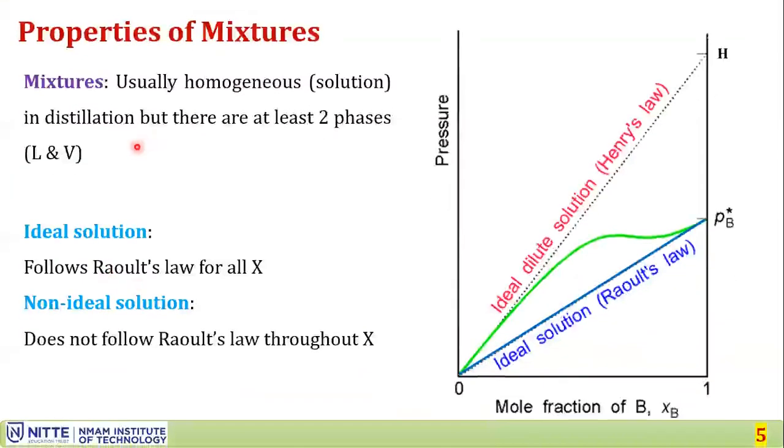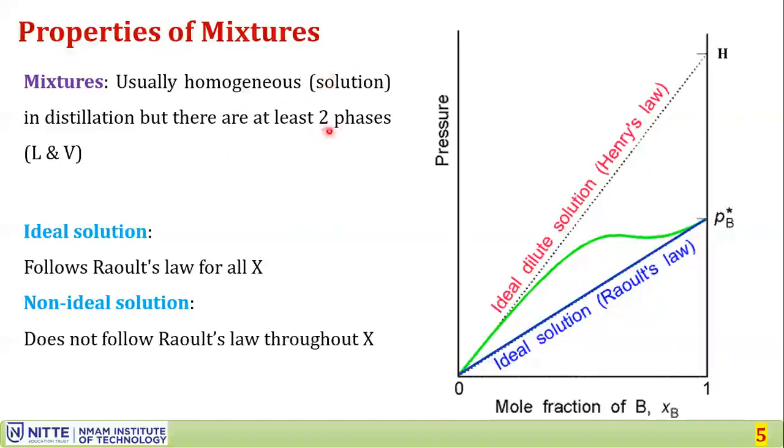Alright, so continuing with the properties of a mixture, here you have one case. A mixture usually means a homogeneous solution. If you have a homogeneous case, it is a solution. Otherwise, heterogeneous means you can have a suspension. But in distillation we always have homogeneous solutions. So homogeneous cases we get.